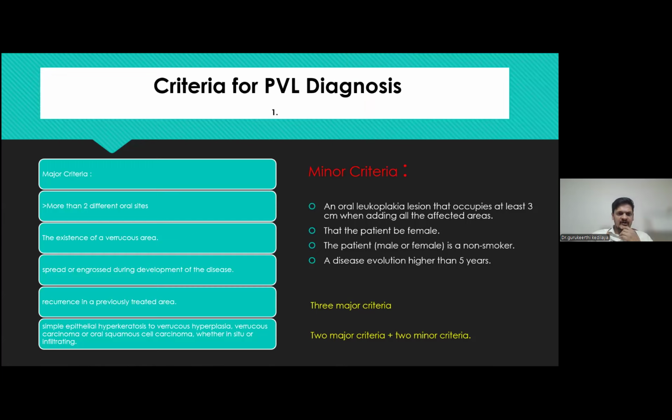There are a few criteria given by Cerero-Lapiedra, in one of the seminal papers on PVL, where they categorized them into major criteria and minor criteria. Major criteria include more than two different sites of involvement within the oral cavity, existence of a verrucous area, spread or engrossed during the development of disease, recurrence in a previously treated area, and also microscopy showing hyperkeratosis to verrucous hyperplasia and verrucous carcinoma in some lesions.